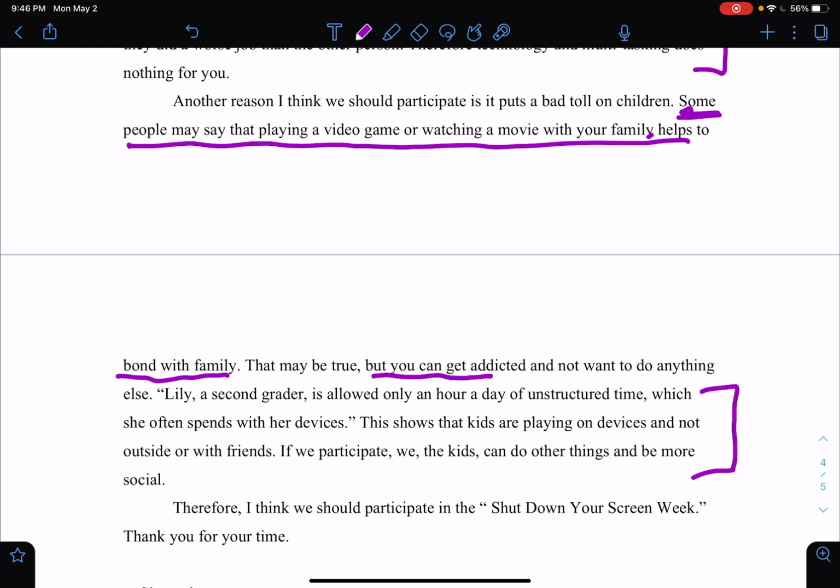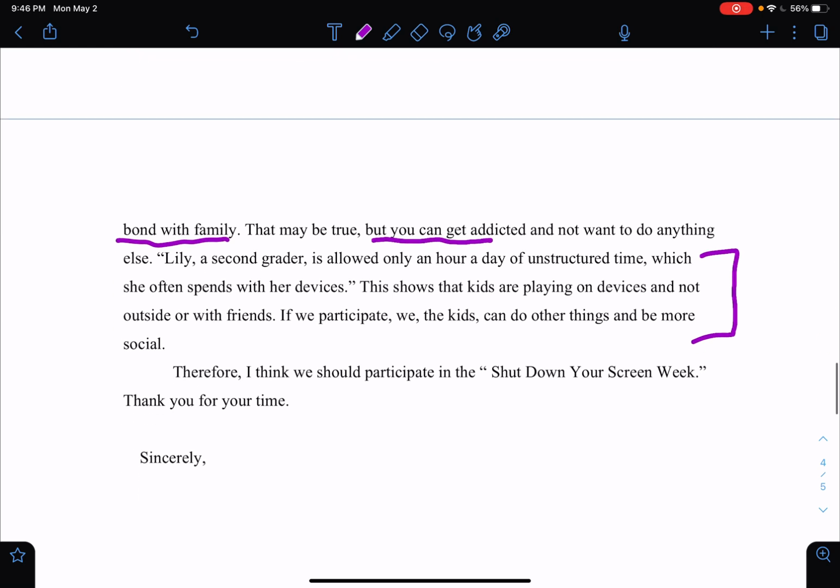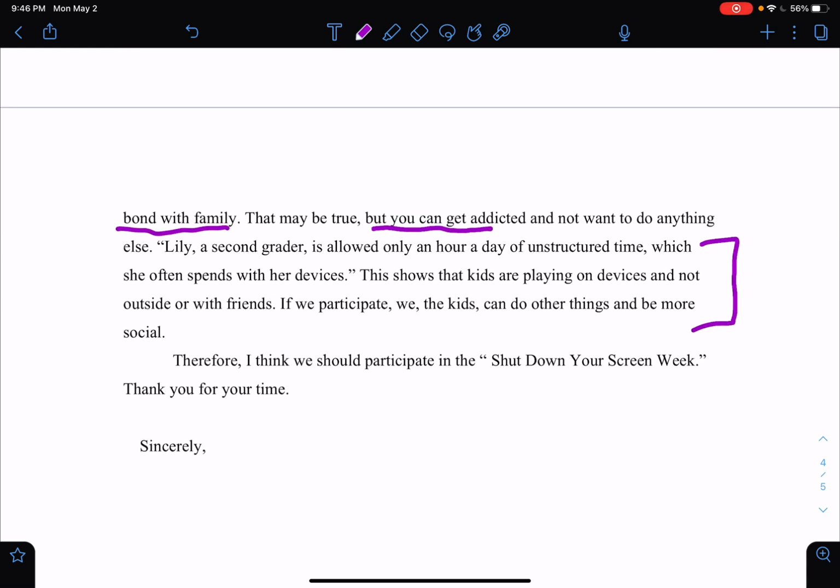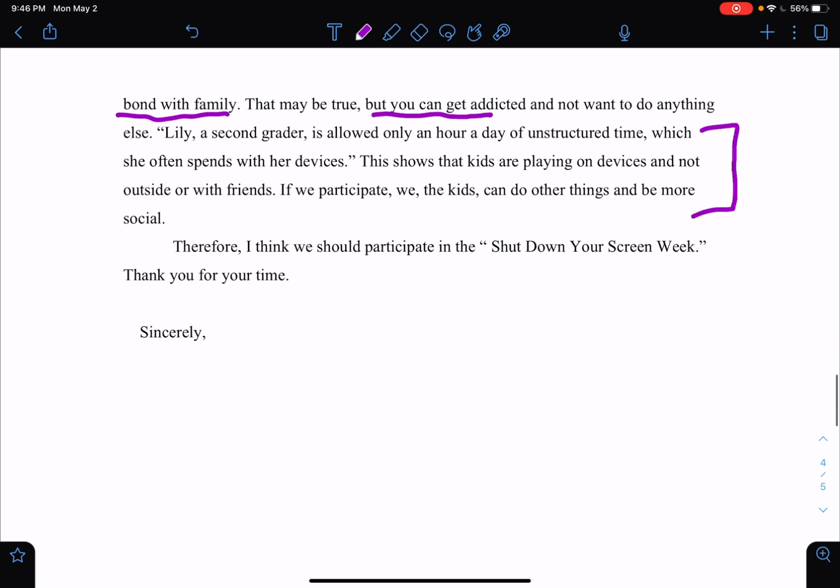The evidence that you have should weaken the counterclaim. Therefore, I think we should participate and let's shut down your screen time week. Thank you for your time.